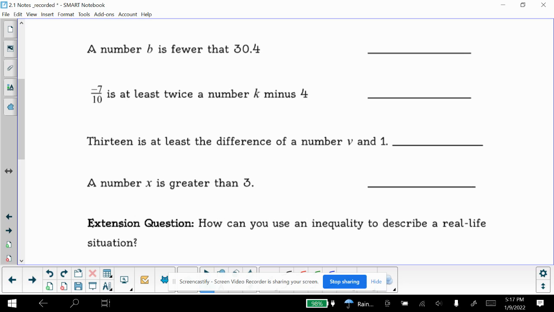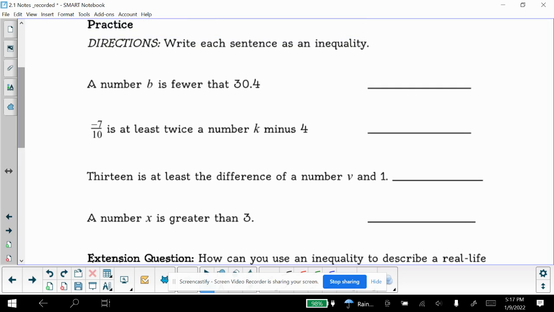Okay, so hopefully you have gone through and written these sentences as inequalities. Let's go through the first one together. A number B is fewer than 30.4. Fewer is another one of those phrases that we used for less than. Oops, I just drew a greater than. Sorry, I meant less than. Okay, so B is less than 30.4.